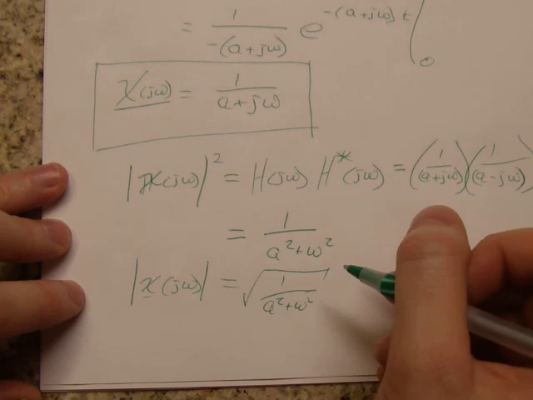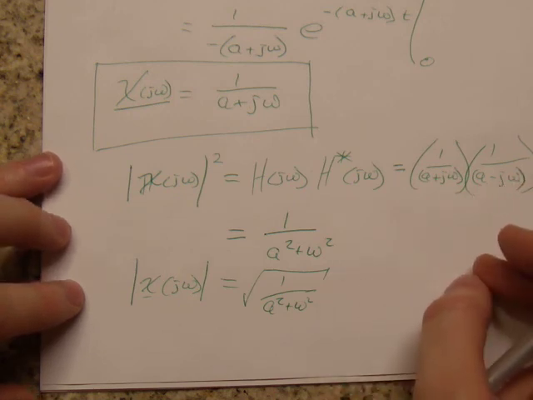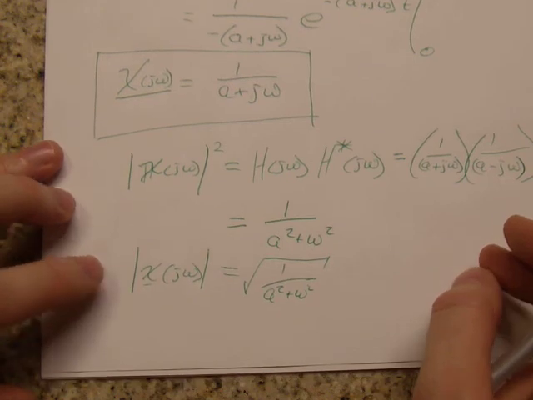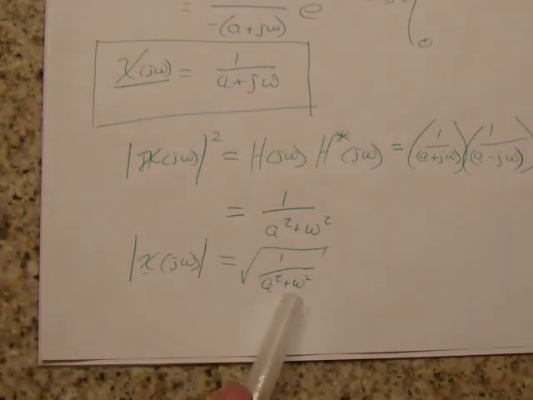So what does this look like? You can see that as omega gets larger, it becomes the dominant term in the denominator, and as omega tends towards infinity, this will become 0.